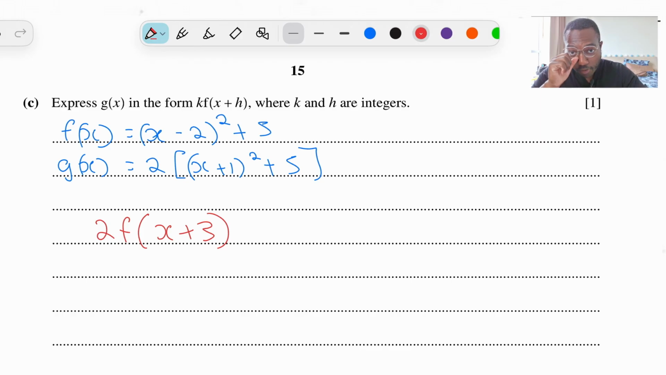So that is effectively how we've gone from f of x to g of x. The f of x is really being stretched by a scale factor of 2 in the y direction, and then it's also been shifted to the left by 3 units, and we can write it like f of x plus 3. So we're done. That will just be 2f of x plus 3.